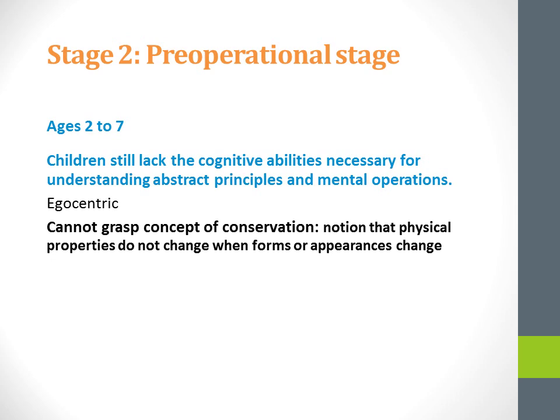In the pre-operational stage, children still lack cognitive abilities that are necessary for abstractions and for these abstract mental operations. Piaget believed that kids in this stage are very egocentric, meaning that they can't see things from any perspective except for their own. They're very limited in terms of being able to see something from somebody else's point of view.